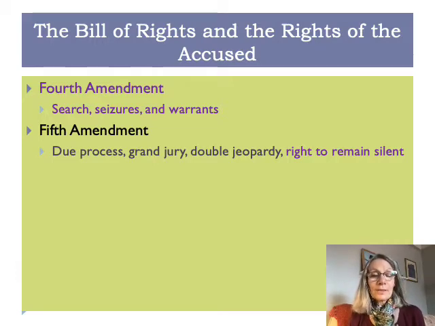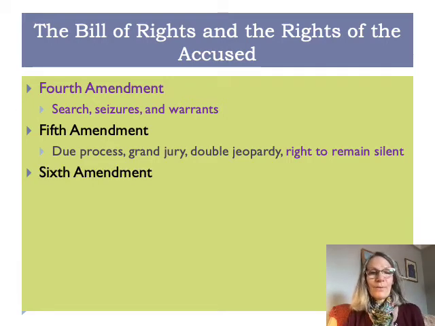But the Fifth Amendment also tells us that those who are accused of crimes, or suspected of crimes, have the right to remain silent. They can't be forced to incriminate themselves. And so that does trigger law enforcement, because law enforcement are often the ones who are doing the questioning of those who have been arrested.